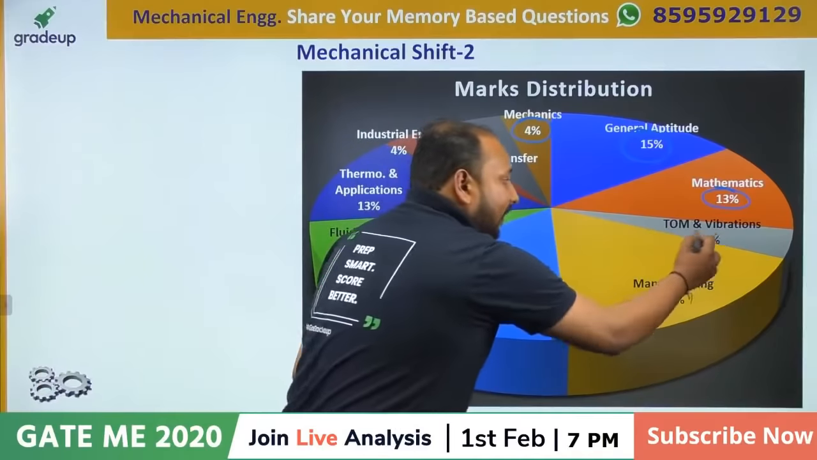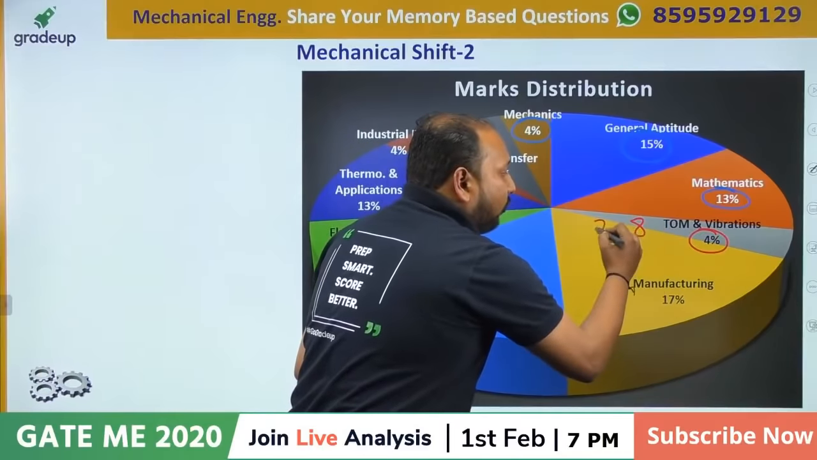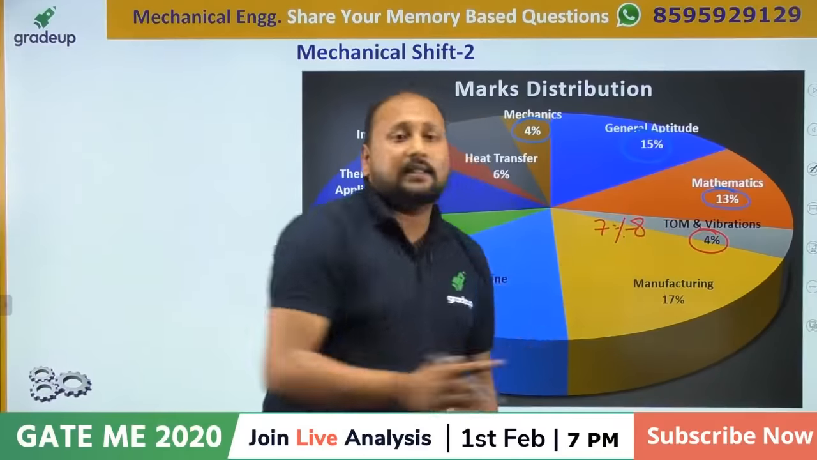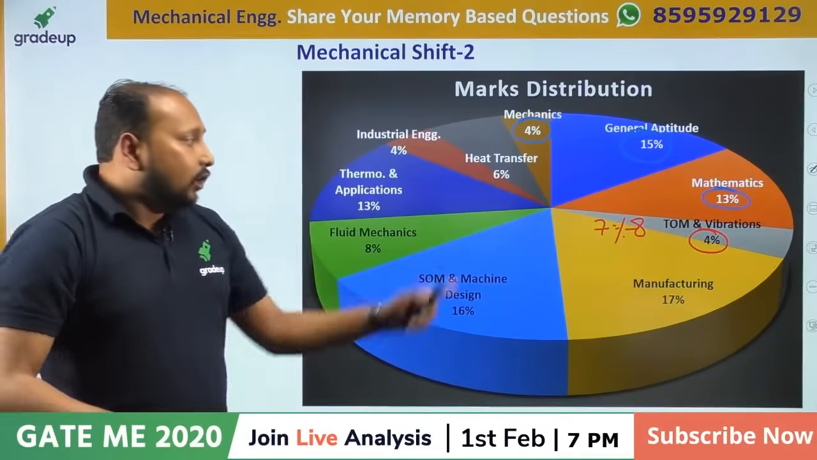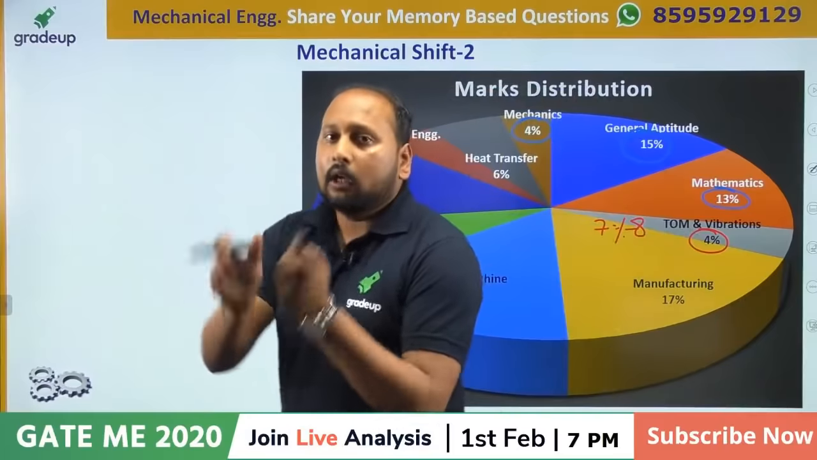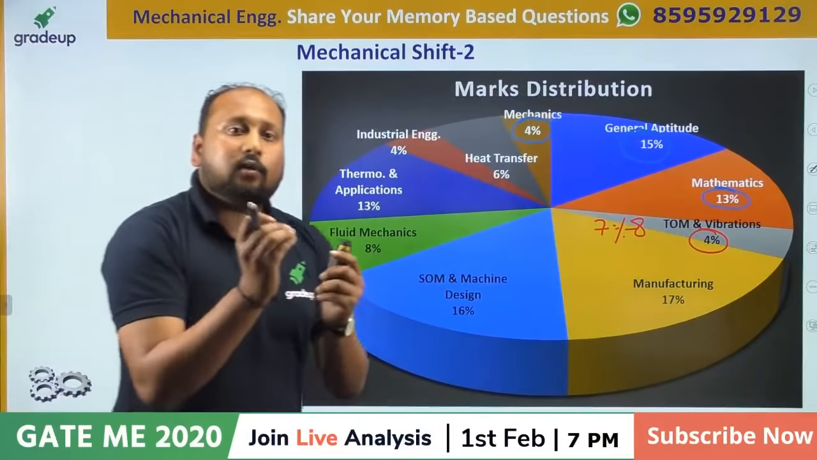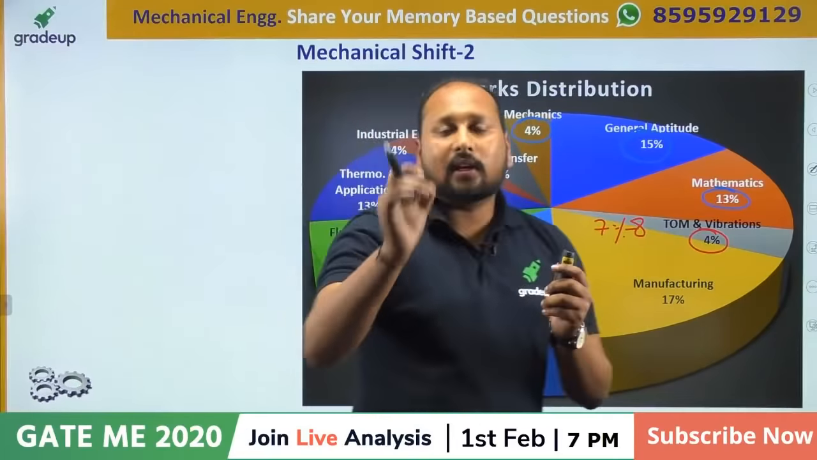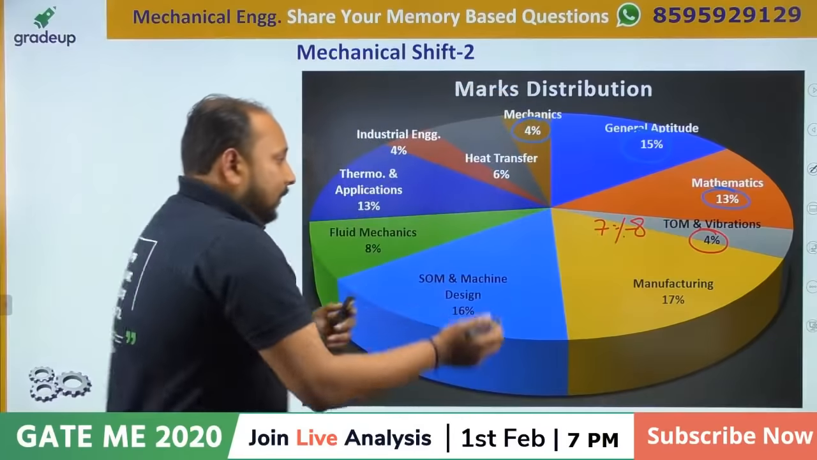Next is TOM, a very catchy point. It was 7 to 8% in Shift 1, and it has decreased to 4%. So this is the most catchy point, the highlight of Shift 2. Theory of machines questions came relatively fewer in Shift 2 compared to Shift 1.